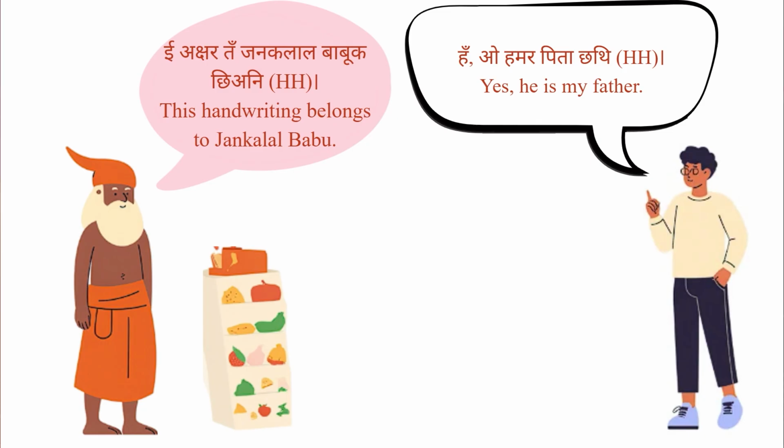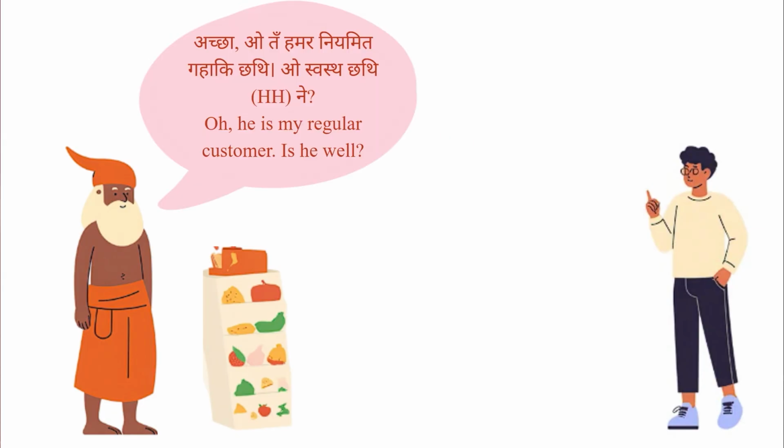Haan, O hamar pita chhathin. Yes, he is my father. So the boy says, referring to Janaklal Babu, who is not present nearby, he is referring to his father, and he says O. So he uses the honorific form for the remote demonstrative. Achha, O ta hamar niyamit gahak chhathin. O swasth chhathi ne? Oh, he is my regular customer. Is he well? Again, he has used O to refer to the boy's father multiple times.